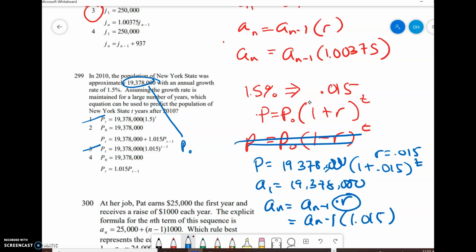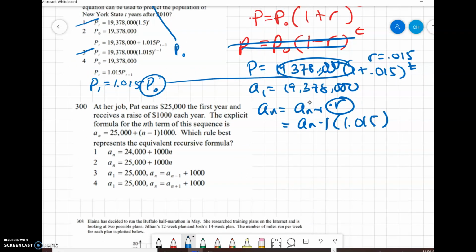Okay, and if you think about it, then it has to be this one. Answer choice 4. And if you're like, well, I don't know why. Well, if I say p sub 1, 1 year after 2010, this would have to be p sub 1 because p naught is my initial starting amount. And I multiply that times p naught, which is this right here. And that will give me my population that next year after.